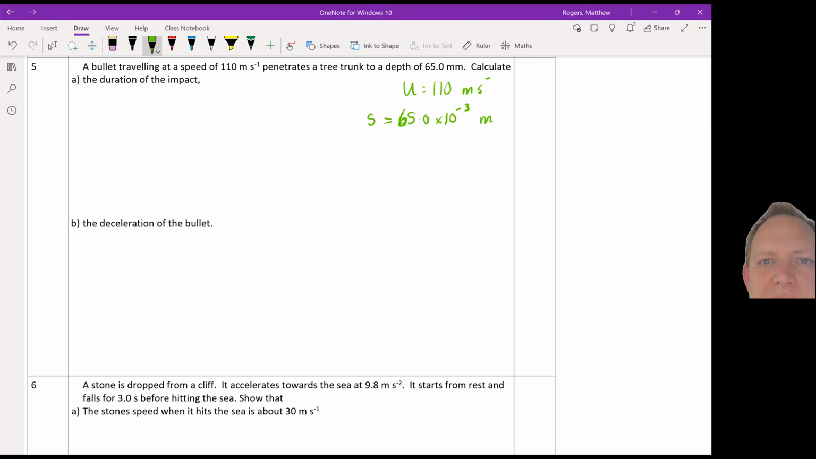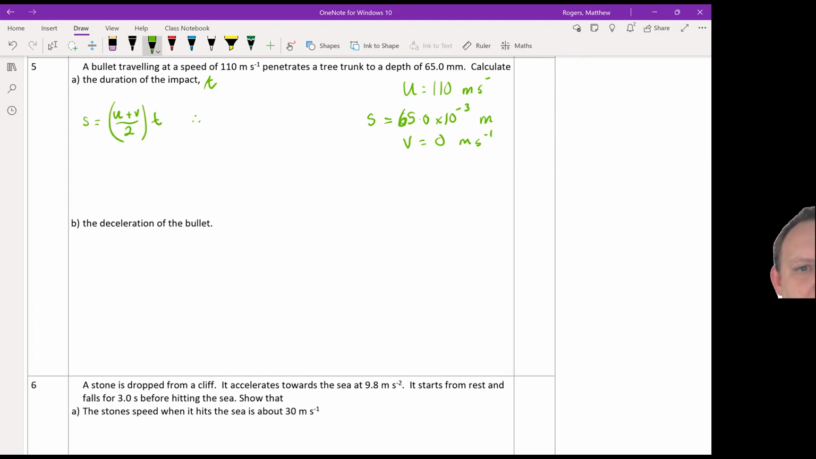The hidden piece of information in this calculation is that the bullet comes to a stop. So if we know that it's got some final displacement, then it must have stopped. So the final velocity is equal to 0 meters per second. Part 1 asks us for the duration of the impact. That's the time t. So we want the equation that links t, u, s, and v. That's s is (u plus v) over 2 times t.